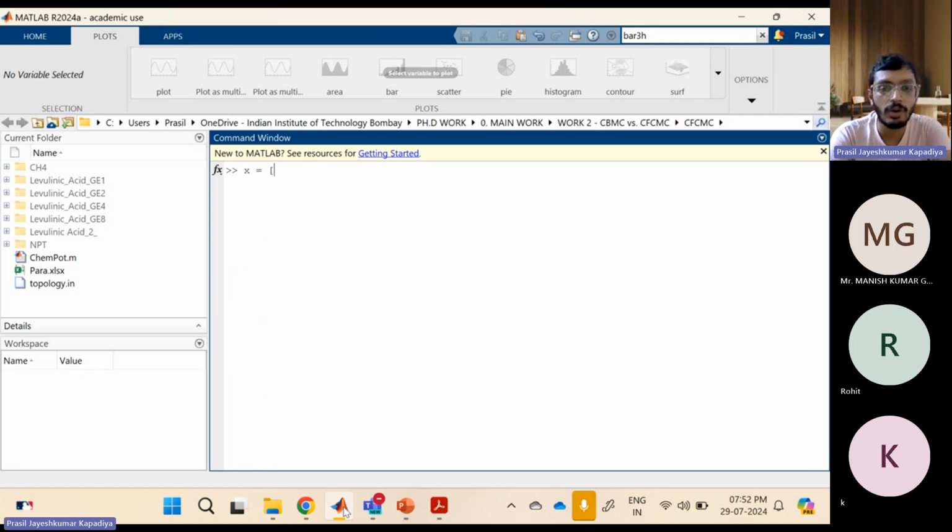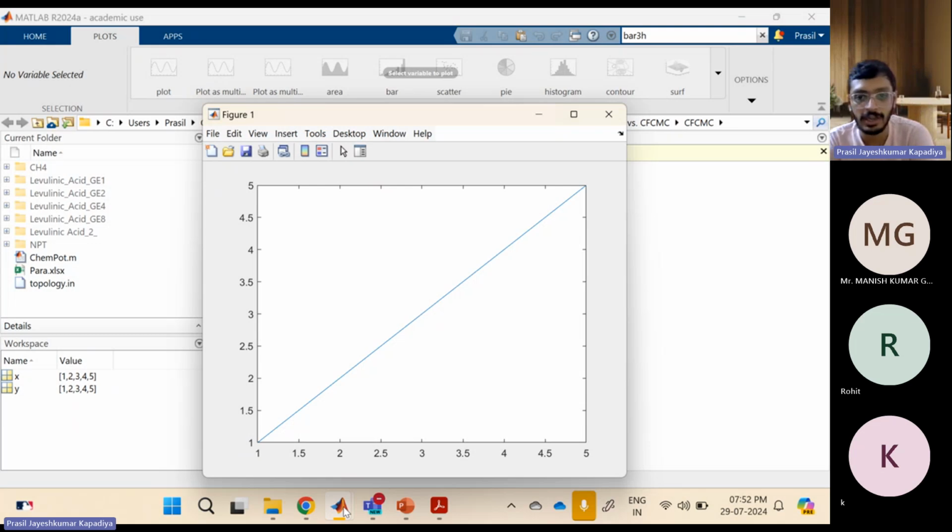Let's say my x is equal to 1, 2, 3, 4, 5, and my y is also equal to 1, 2, 3, 4, 5. And I want to plot x comma y. So to plot, we need plot x comma y. So using this, we can plot it. If I do this, I should get a straight line, correct? So see, I got a straight line.